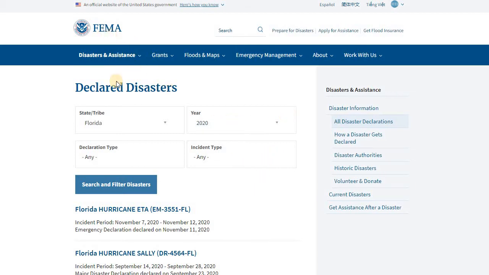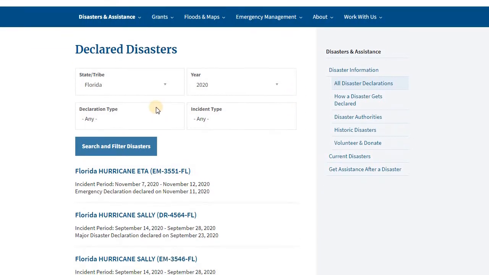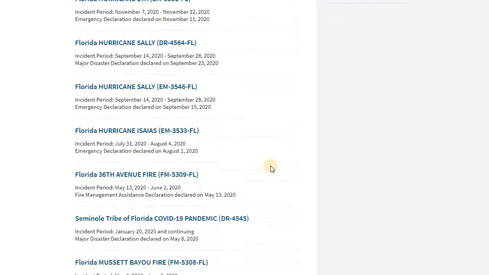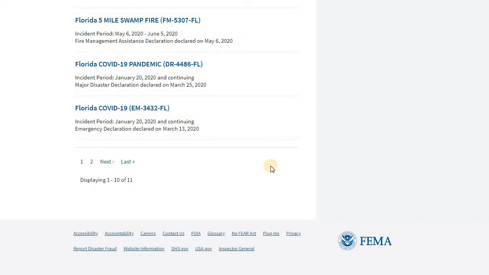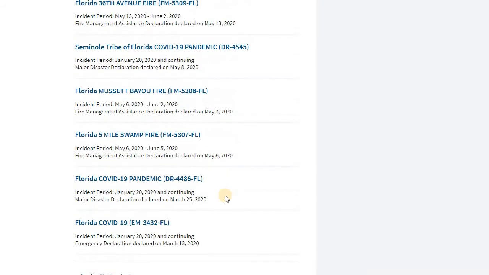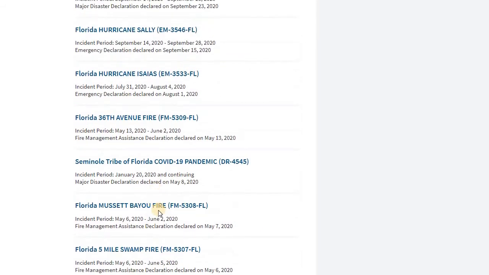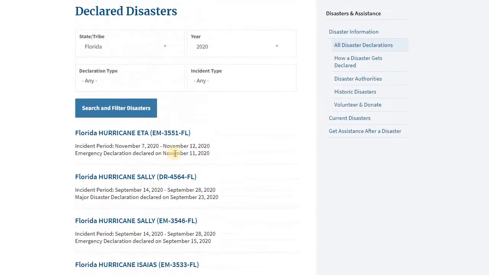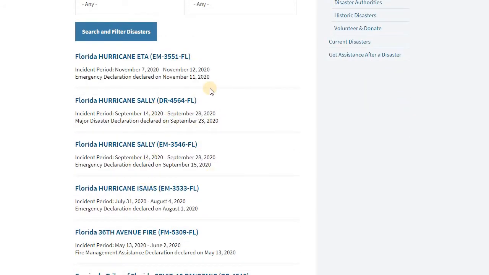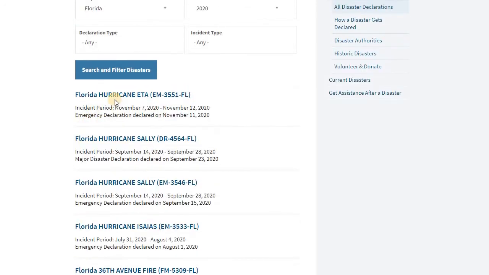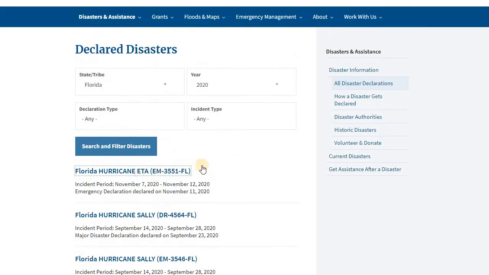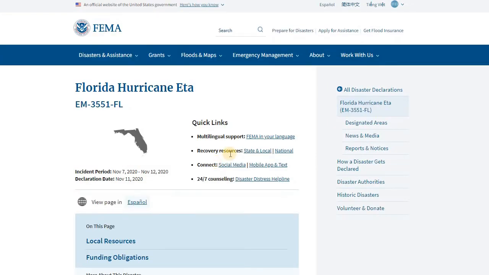But we're on the FEMA site, declared disasters. So John is a resident of Florida, so he's looking up Florida disasters for the 2020 tax year. And he searches for these, and he gets a nice little list here of a bunch of declared disasters in Florida. So we've got COVID, swamp fires, bayou fires, and a couple of hurricanes, Sally. The one that destroyed his car was Florida Hurricane Ida, right? So Florida Hurricane Ida, this is the information he's after.